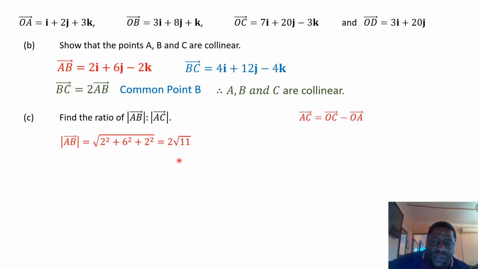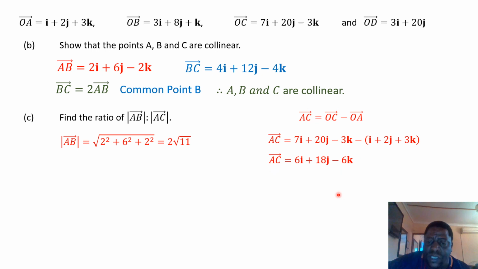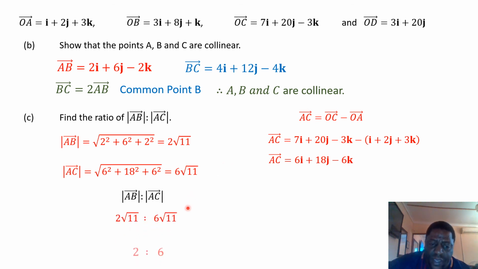And AC, now AC is interesting. You have to say OC minus OA, and then we get that answer. And if we take the distance of that one, we get 6 root 11. Comparing the two, cancelling the root 11s and simplifying, gives you 1:3.